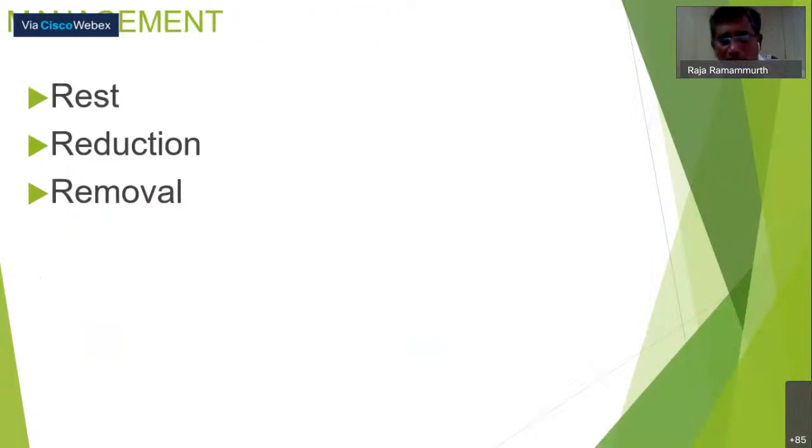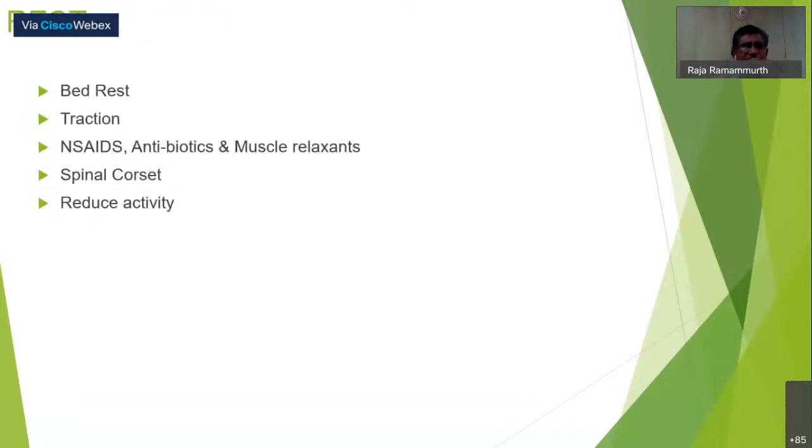Then, how can we manage the low back pain patient? The management is categorized into three main directions. The first one is rest, the second one is reduction, and the third one is renewal. If we consider rest, what are the points we have to consider under rest? The first and the best treatment for the low back pain patient is bed rest.